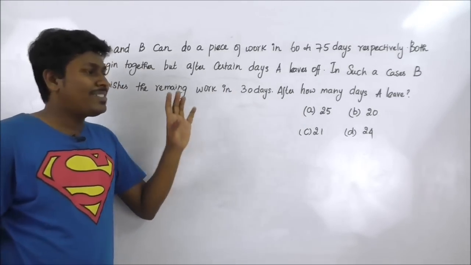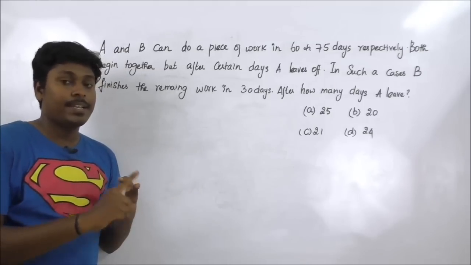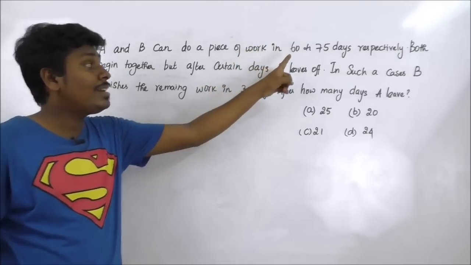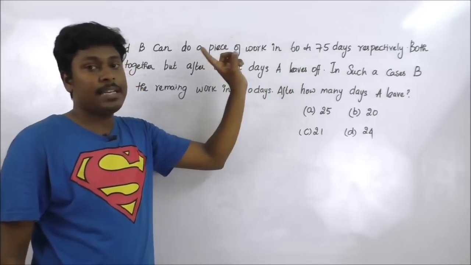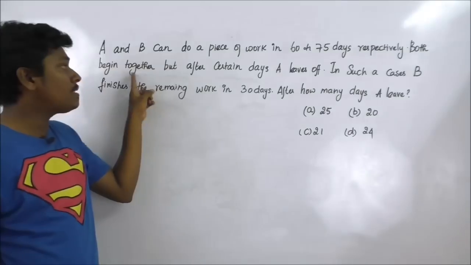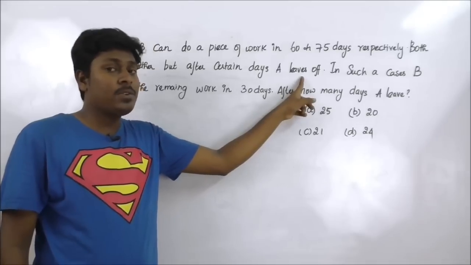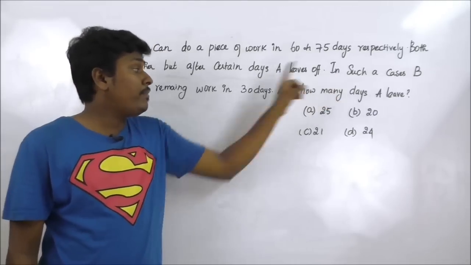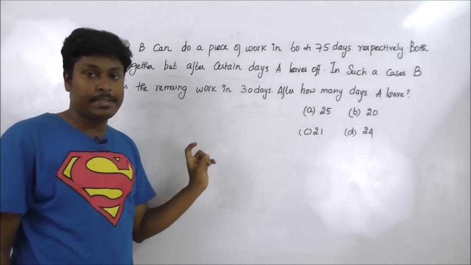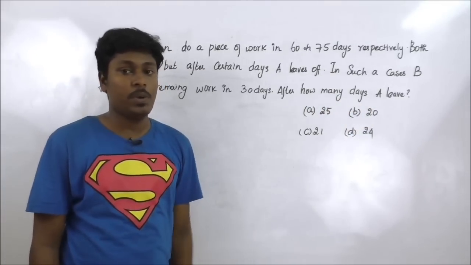Friends, first see what information they have given in the question, our first target. When we read the question, they have said that A can finish a job in 60 days and B can finish a job in 75 days. Both started working, but A leaves, and we don't know when, but B finished the remaining work in 30 days, and they are asking after how many days A left the job. This is what the question is, right?